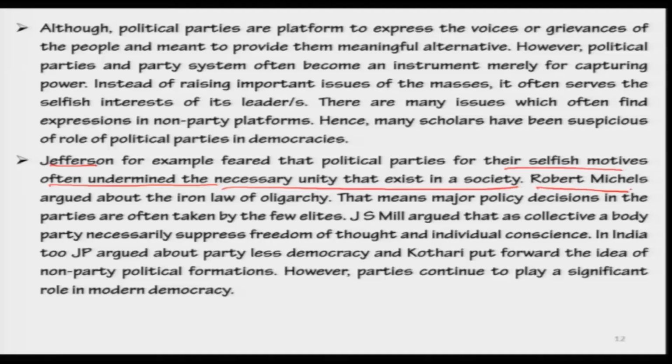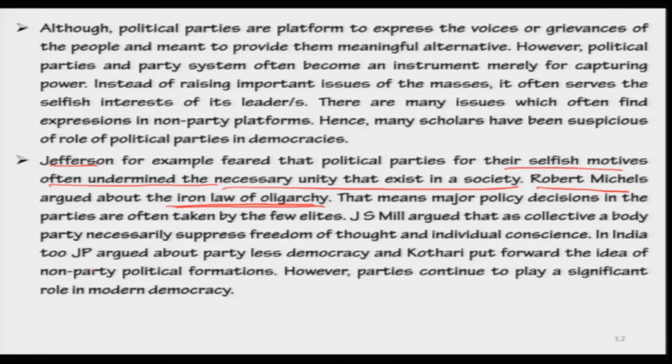Similarly, Robert Michels argued about the iron law of oligarchy, that means that most of the decisions in the political parties are not taken democratically, but by the leaders or the few elites. So, there is the culture of oligarchy or some sort of high command culture in most of the political parties in modern democracy, where decisions are often taken by the leaders and the few elites.